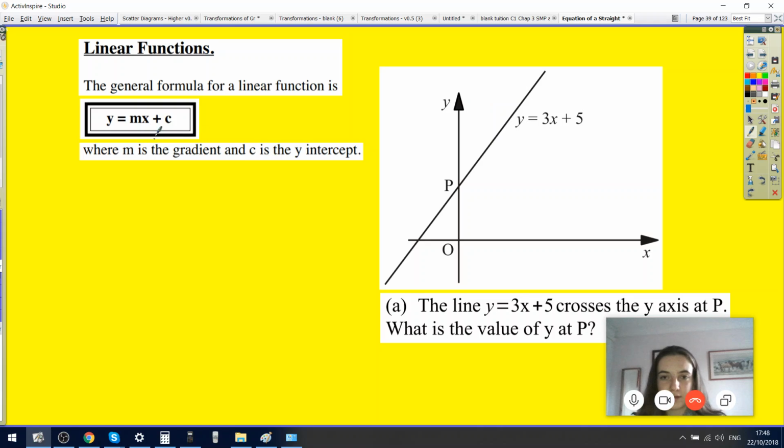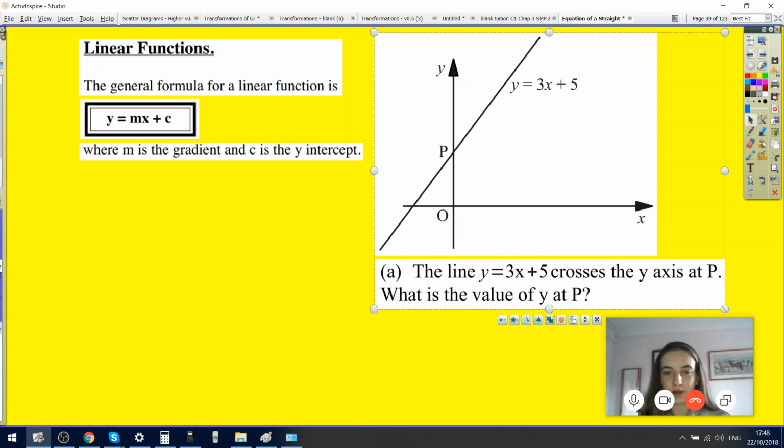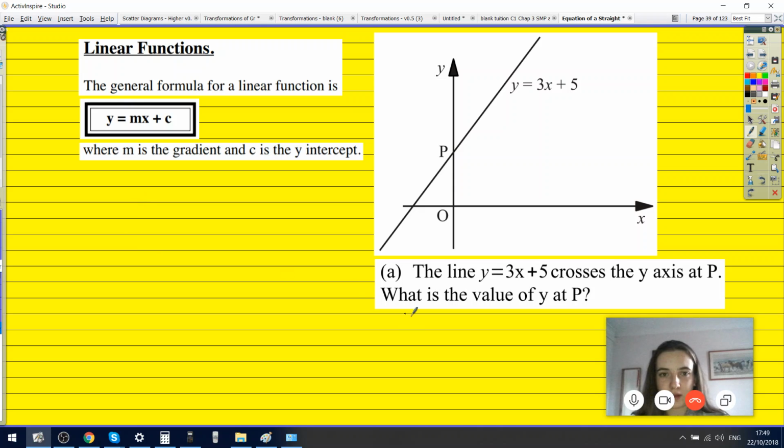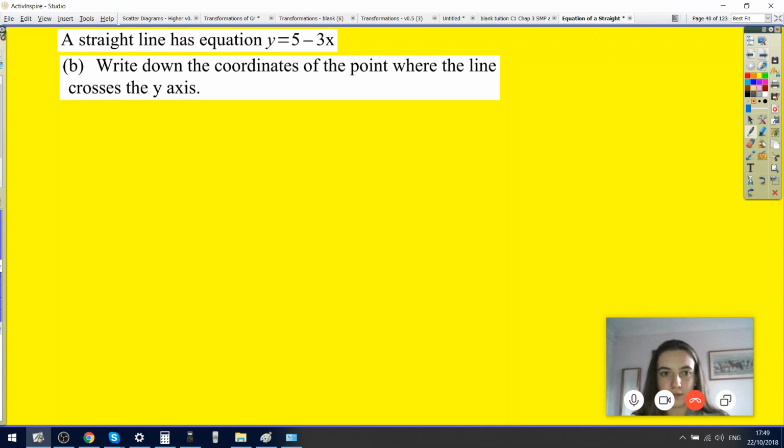So we looked at this earlier. y equals mx plus c. Every straight line has that form. 3 is the gradient. So that's m. And then this one, what is the value of p? 5. And so what is it as a coordinate? 0, 5. Yeah, so I'm just not sure what they were looking for. It's not an exam question.